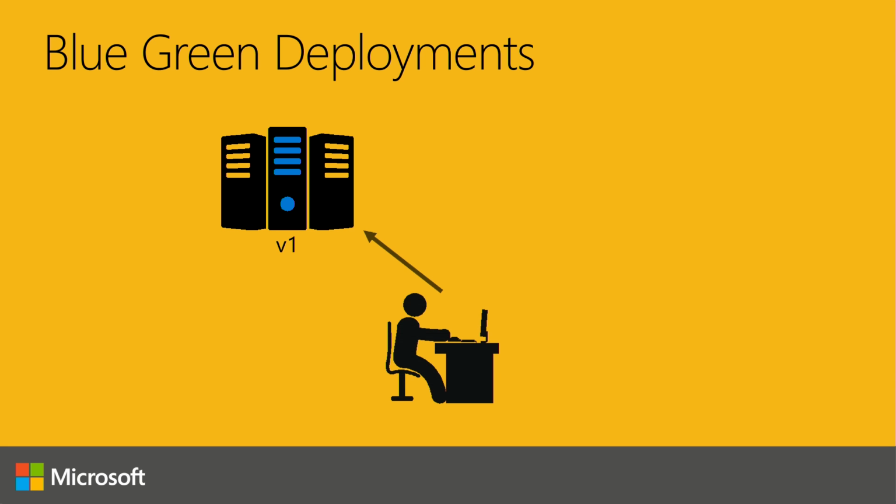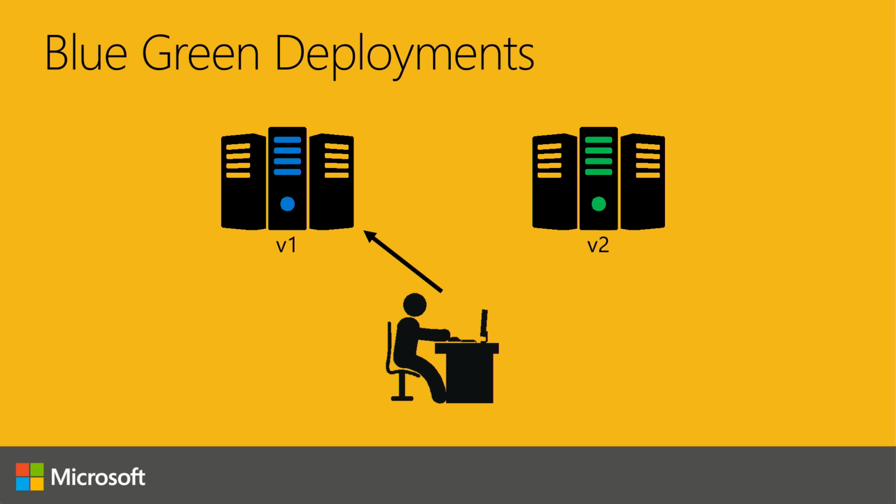Our users, when they hit a URL or when they hit the API or something like that, they're talking to this blue environment. We do some work as developers, and we deploy a production-ready system to, let's say, our staging environment, which we call our green environment. So we've got V2 running in green, right? The world is looking at 2, we're running our tests on the green environment, everything's fine.